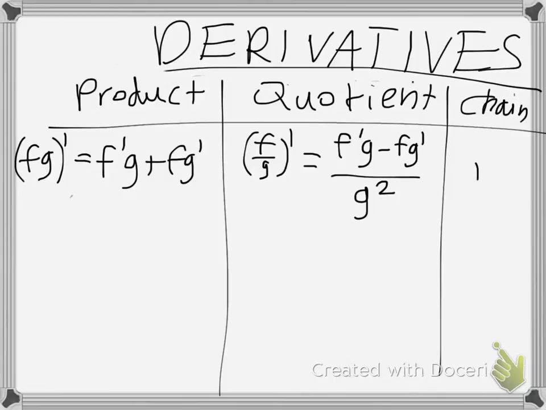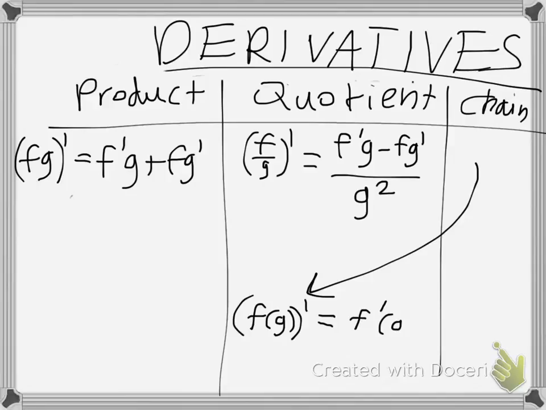So the chain rule, it needs more space, so I'm going to put it right here. The chain rule says that f of g, remember g isn't a number, it's a function. So f of g prime equals f prime of g times g prime. So that's the chain rule. So these are the three most important rules of derivatives. So you should probably remember them.